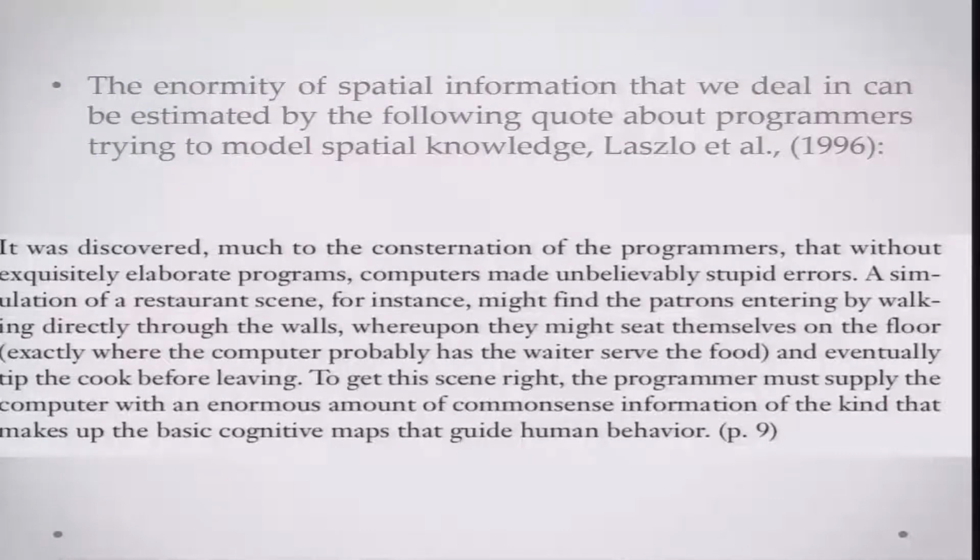They simply don't have the overall knowledge that we have. A simulation of a restaurant scene, for instance, might find the patrons entering by walking directly through the walls, whereupon they might see themselves on the floor, and eventually tip the cook before leaving. To get this scene right, the programmer must supply the computer with an enormous amount of common sense information of the kind that makes up the basic cognitive map of a particular place.